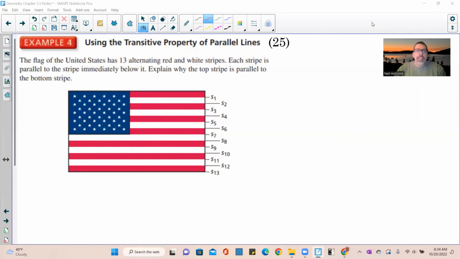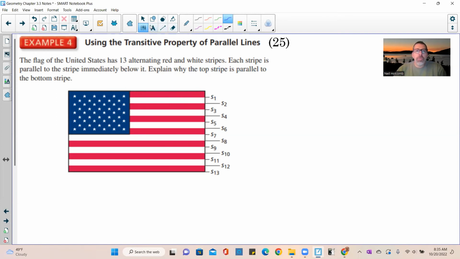Okay, example 4 is a pretty clear way to explain the transitive property. Using the transitive property of parallel lines, the flag of the United States has 13 alternating red and white stripes. Okay, 7 red, 6 white. Each stripe is parallel to the stripe immediately below it. So this red stripe is parallel to the white stripe, and this red stripe is parallel to this white stripe, and so on. Explain why the top stripe is parallel to the bottom stripe.